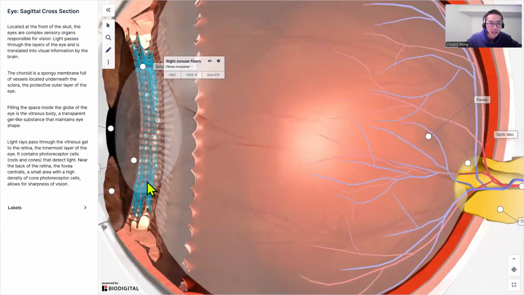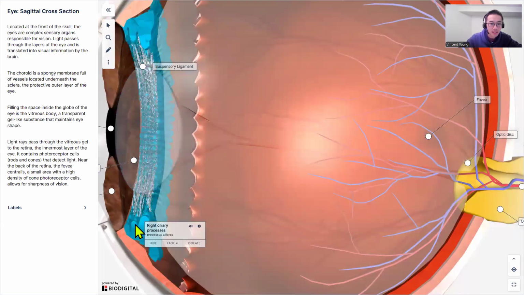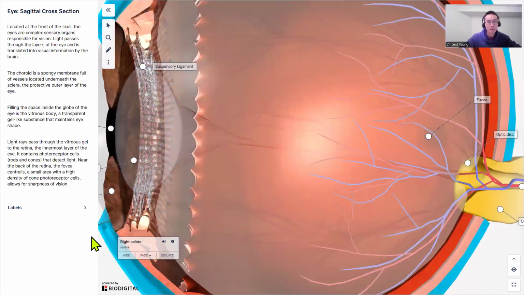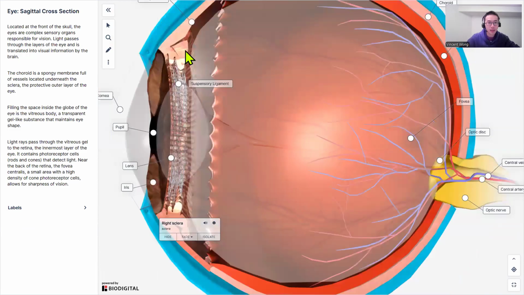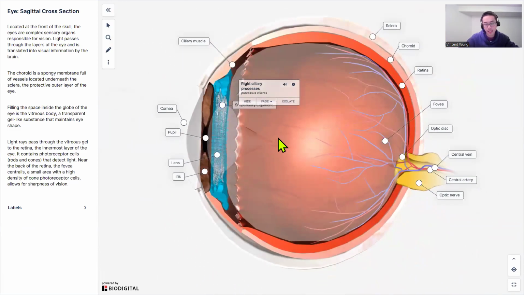So one end of the ligament is connected to the lens. The other side of the ligament is connected to these muscles. Okay. They call it by a different name here. It's the ciliary muscle. Okay, we're gonna label it together.